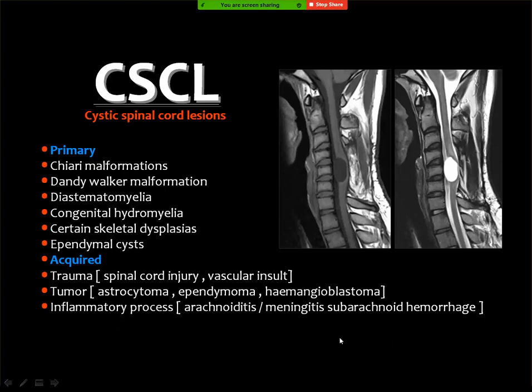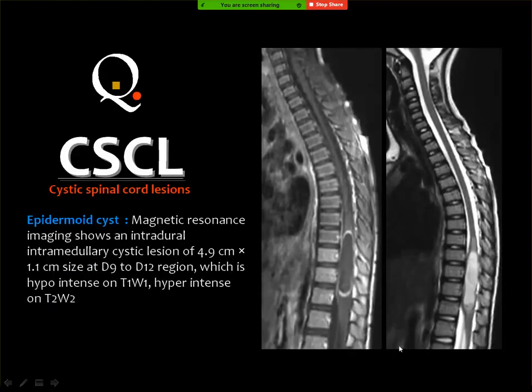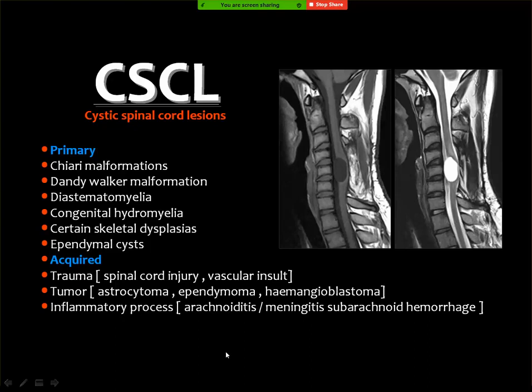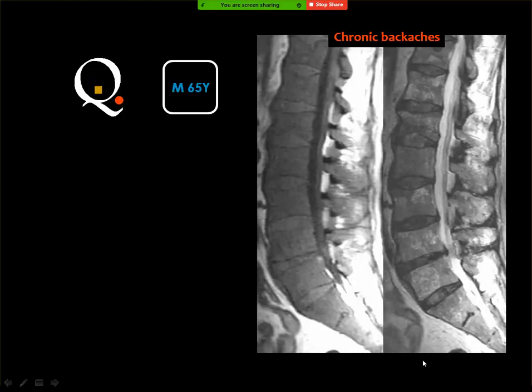Then, if you see a cystic lesion inside the spinal cord, you need the diffusion weighted image. I hope you remember this. You need the diffusion weighted image in order to diagnose epidermoid cyst. One of the supportive findings for epidermoid is to see that the cyst has restricted diffusion. Otherwise, you include the differential diagnosis according to the rest of the imaging findings.